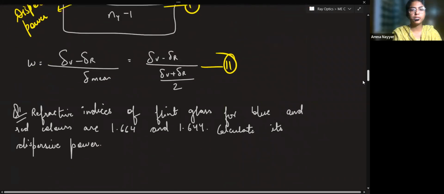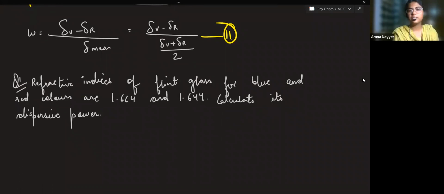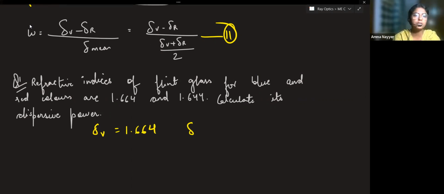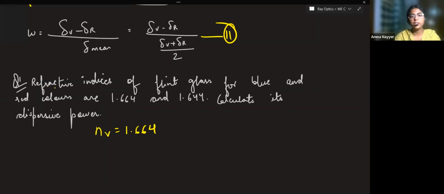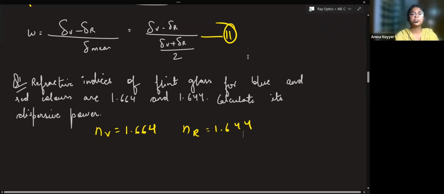Let's do one numerical based on this. See, the refractive indices of flint glass for blue and red colors are 1.664 and 1.644. Calculate its dispersive power. So the refractive index for violet is 1.664. No, the refractive index is given, not the angle of deviation. So for refractive index also you have the same formula. NR is 1.644. So calculate its dispersive power.